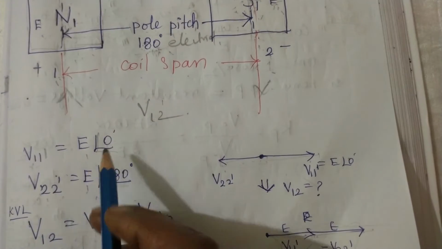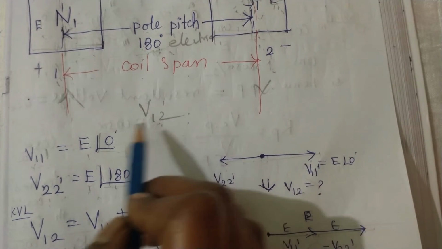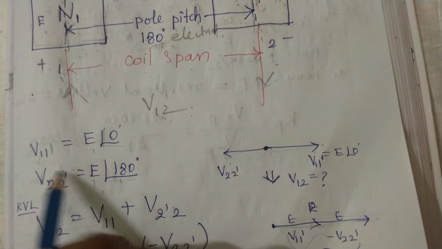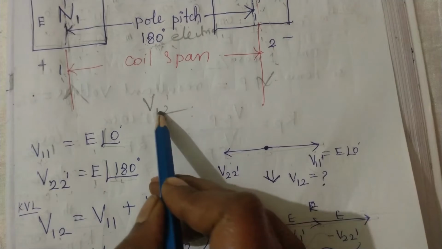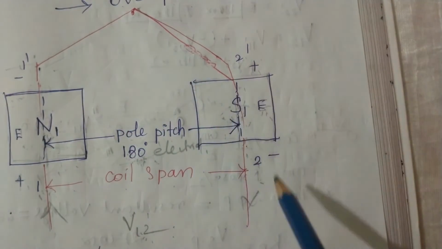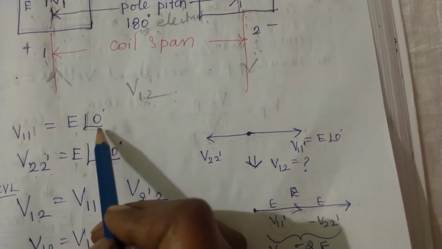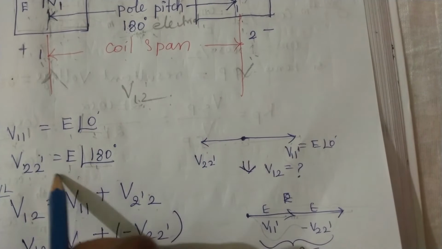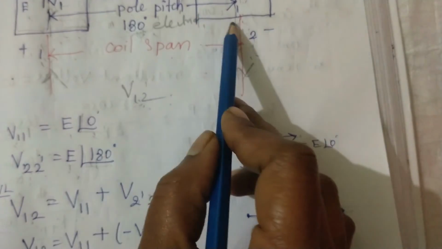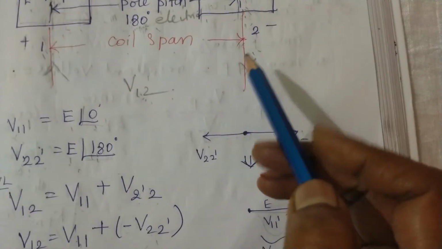And the total voltage is V12, that is the resultant voltage. To find the resultant voltage, I have to write the KVL equation. So V12 equals V11 dash plus V2 dash 2. That's why I have written it here. V11 dash is E at 0 degrees, and V22 dash is E at 180 degrees, because after 180 degrees displacement we have the second conductor.